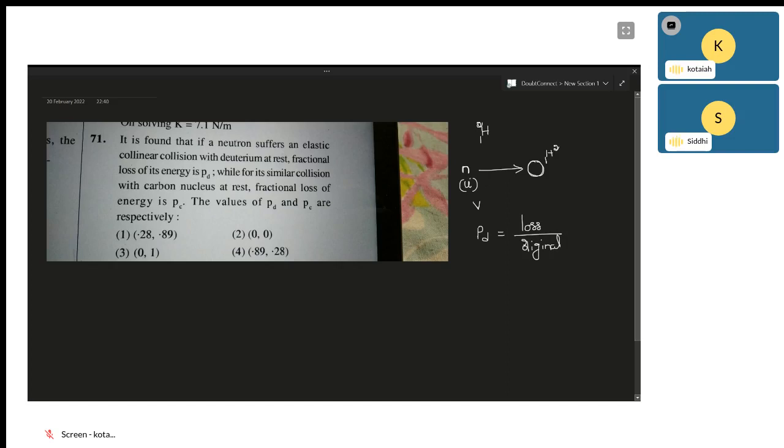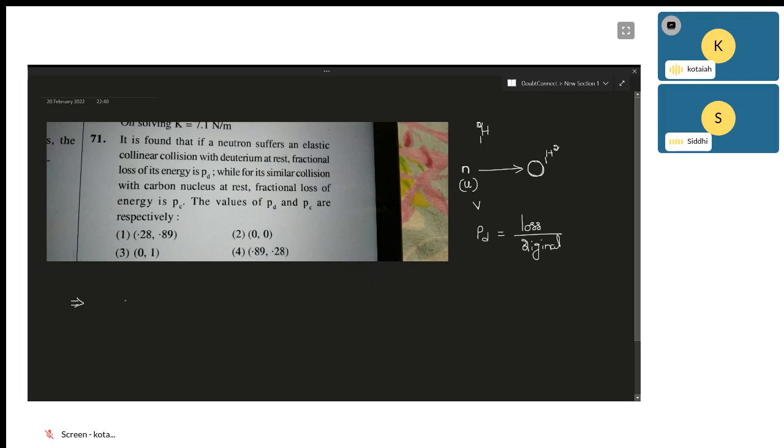Fractional loss means how much amount of kinetic energy you lost with respect to the original value. That is the meaning. If they don't mention fractional, loss of energy means just initial kinetic energy minus final kinetic energy. Fractional means you have to compare with the original value. So that's why loss by original.